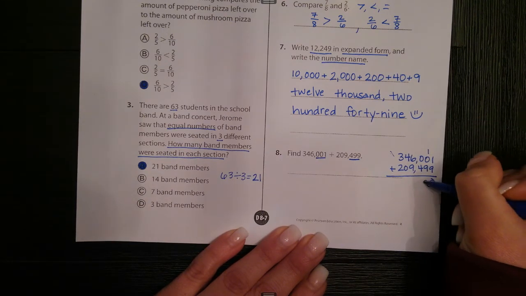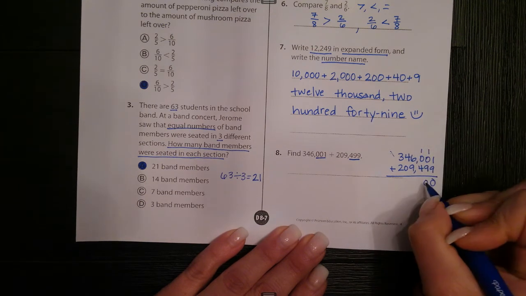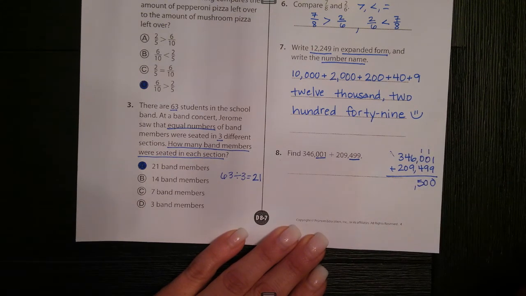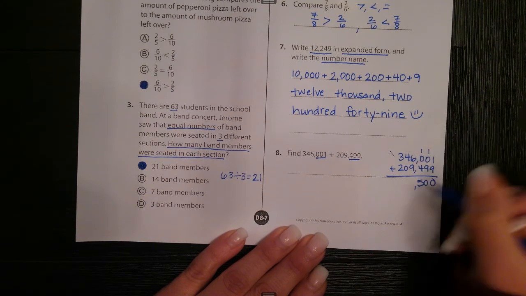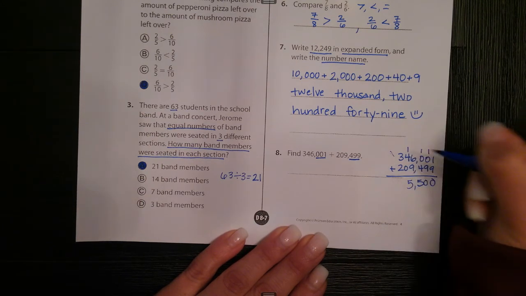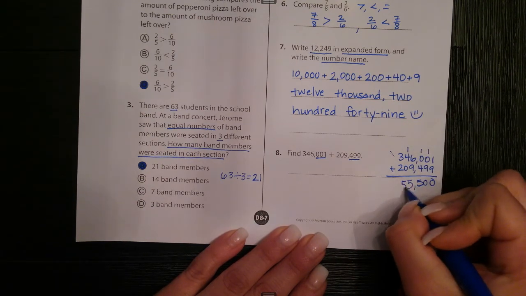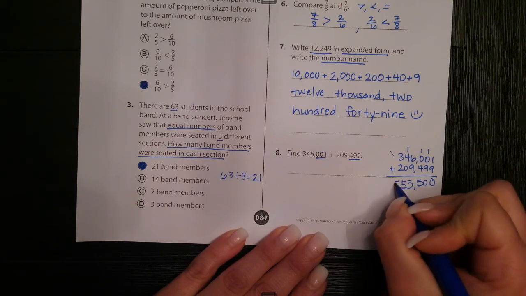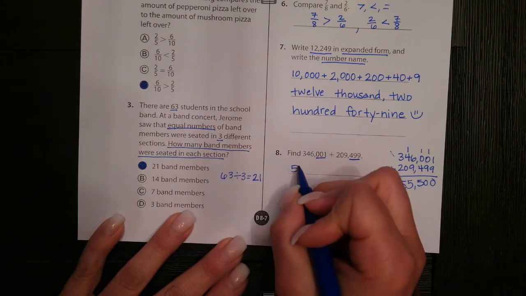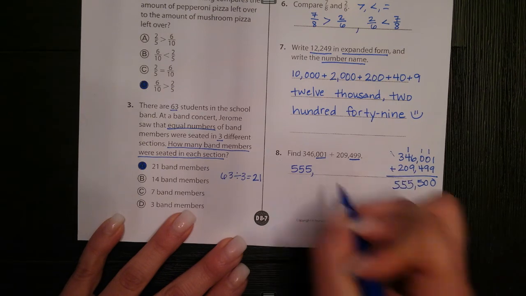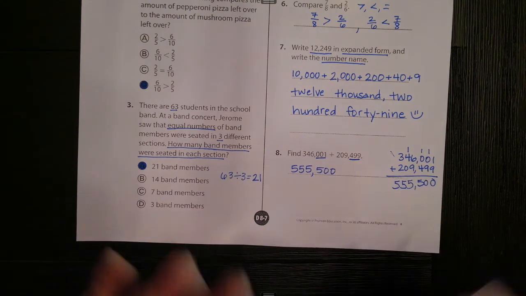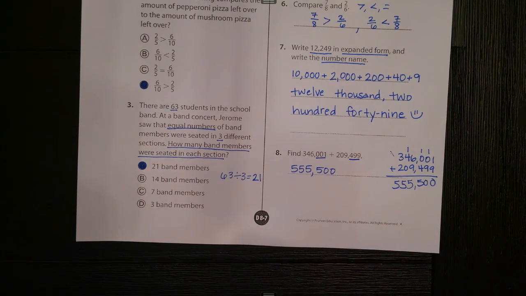1 plus 9 is 10 again, carry the 1. 4 plus 1 is 5. So we know it's 500. 6 plus 9, that's 15, carry the 1. 4 plus 1 is 5. And 3 plus 2 is 5. So we have a lot of 5s. 555,500. And that is it for today's math.